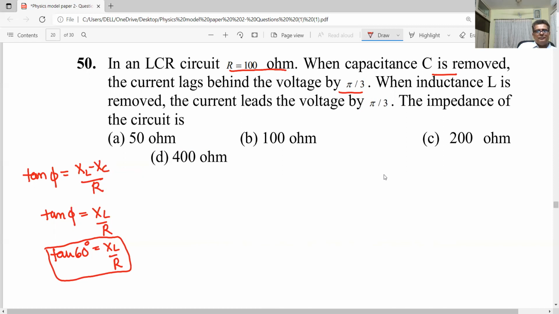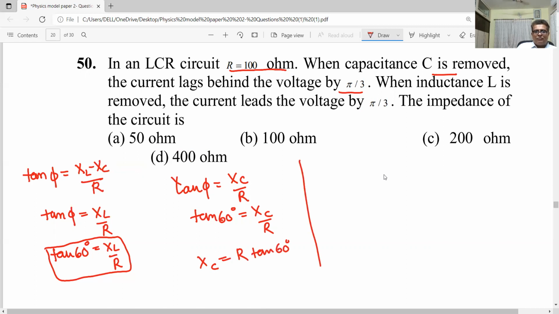What is the value of XC? Let us see now. When inductance L is removed, the circuit becomes only an RC circuit, where tan phi is XC by R. It will be lagging by that. So tan 60 degree is equal to XC divided by R. What is the value of XC? XC is equal to R into tan 60, just like the previous case. Look at this: this implies XL and XC are equal. This should be telling us that the circuit is in the resonance condition, right?